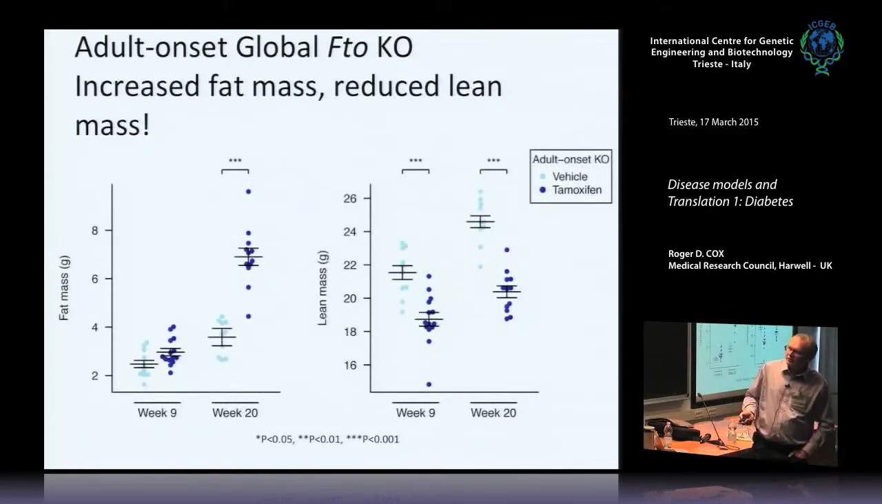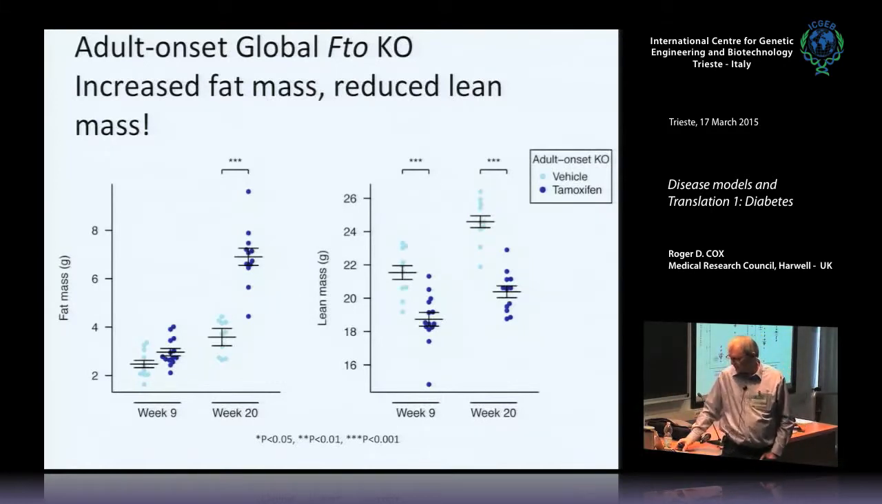So at week 9, there wasn't much difference in fat mass, slightly increased fat mass. By week 20, however, very surprisingly, which was not the result we expected, there is increased fat mass in these mice. Lean mass is reduced at both time points. So the dark blue dots are the tamoxifen-treated mice. So these mice have reduced lean mass. So they seem to not put on lean mass, and they gain fat mass. So there may be a redistribution of substrate metabolites to fat and away from lean tissue.